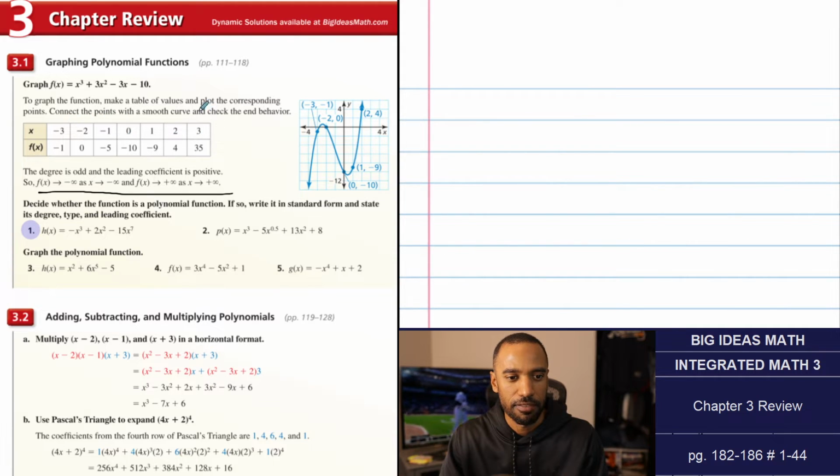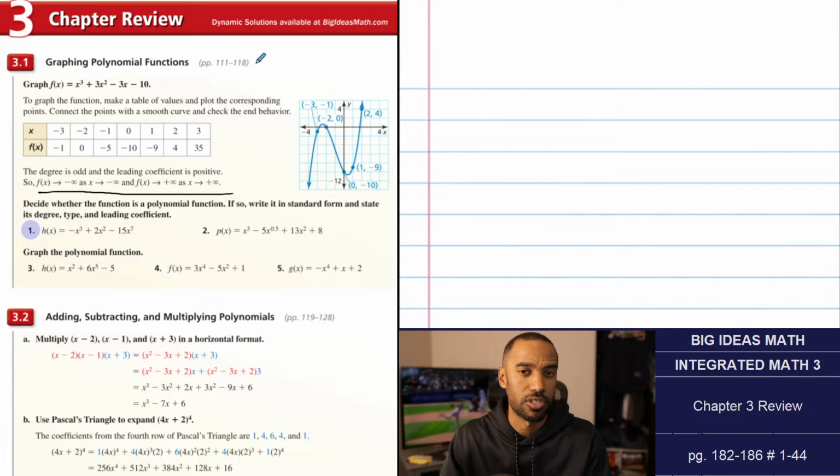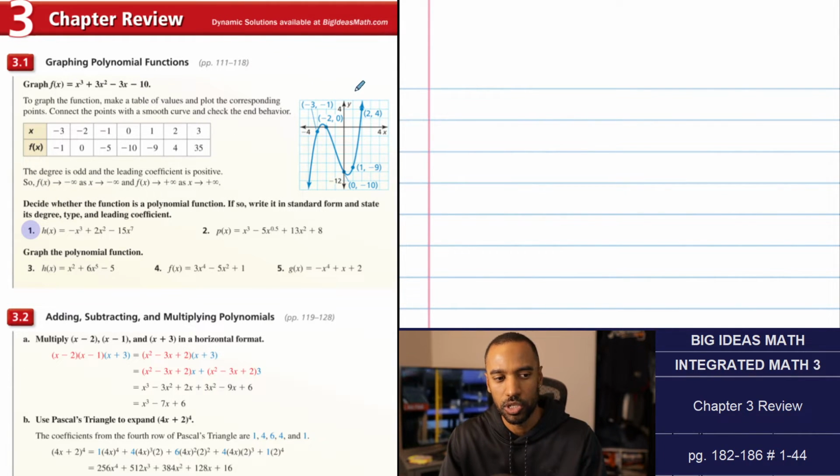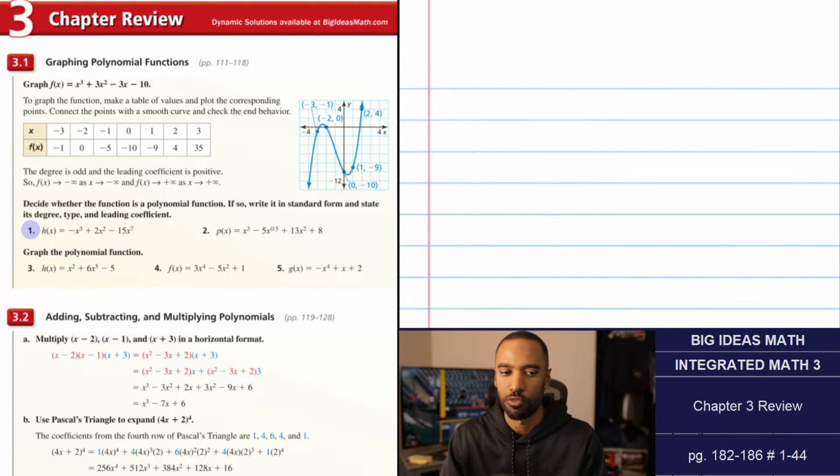Now, when we're plugging in values, make sure to adhere to order of operations. I might not show all the work of this stuff in between. I'll say out loud what the terms are as we add them. But we're actually not graphing to begin with. If we look at the first 2 questions, as I'll begin, numbers 1 and 2, decide whether the function is a polynomial function. If so, write it in standard form and state its degree, type, and leading coefficient.